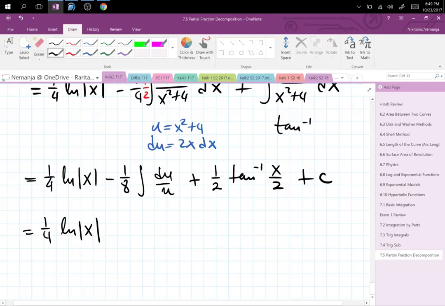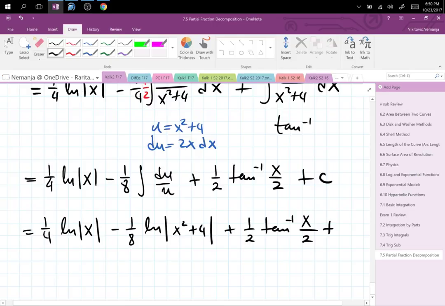So we copy 1/4 ln absolute x minus, and when I integrate I get another ln of x squared plus 4 plus 1/2 inverse tangent of x over 2 plus c. Welcome to partial fraction decomposition.